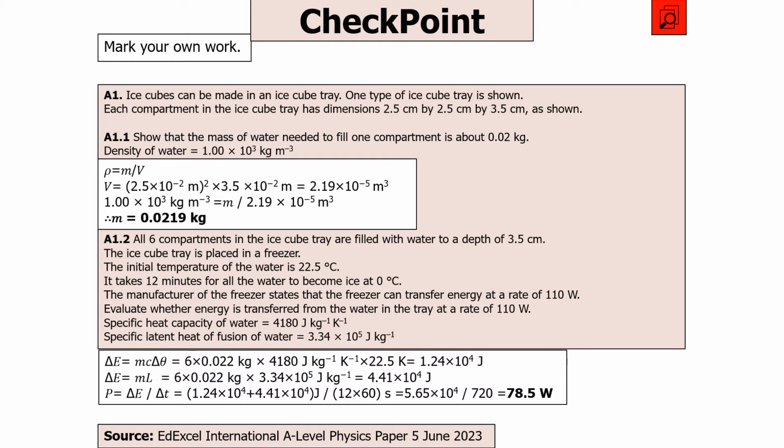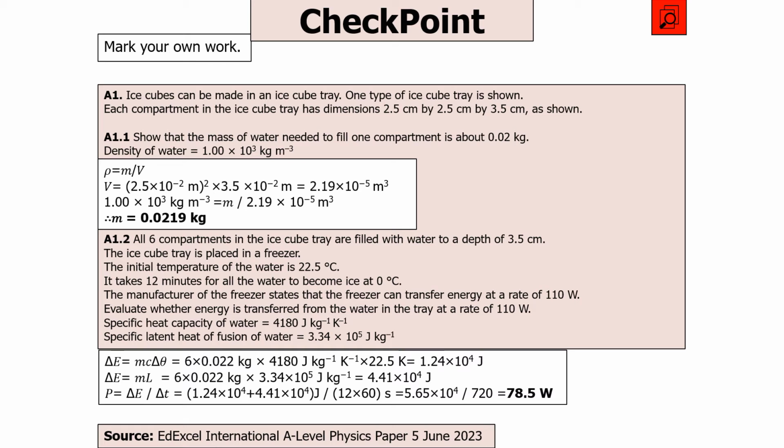In this next one, we can say that the change in energy is mc change in temperature. Pop it all through. Now again, remember, it is going to be 22.5 because it starts at 0 and goes to 20, or starts at 22.5 and goes to 0. Pop in all the values. Remember, there's 6 of them when you're working out the mass, so it's 1.24 times 10 to the 4 joules.